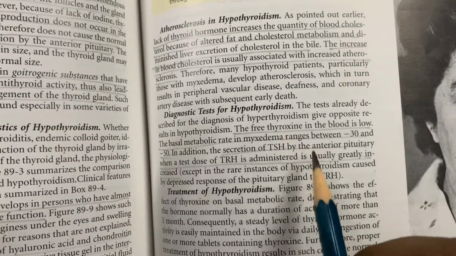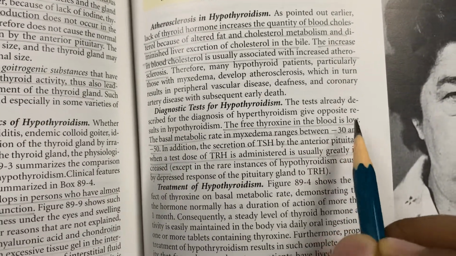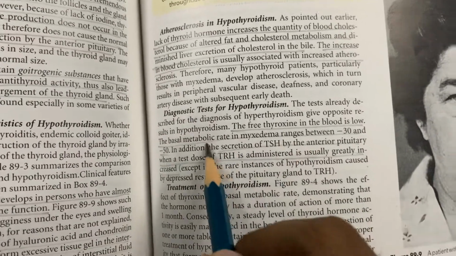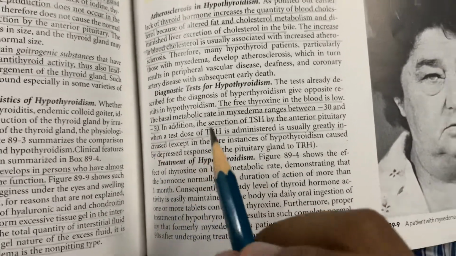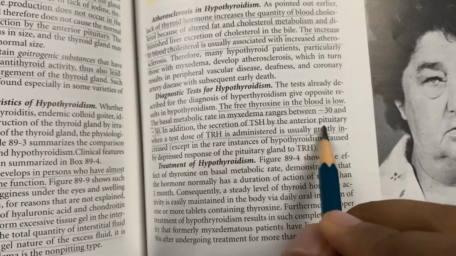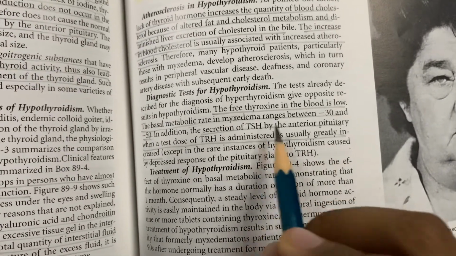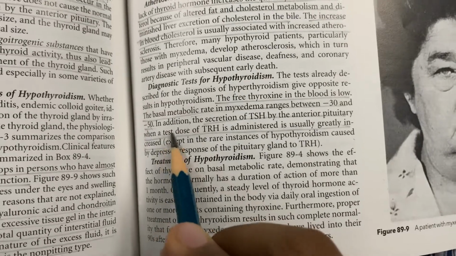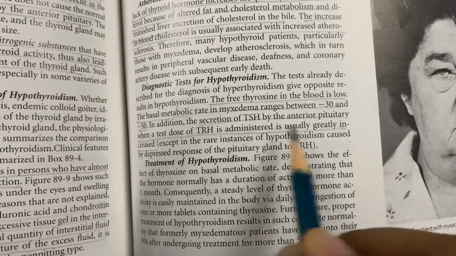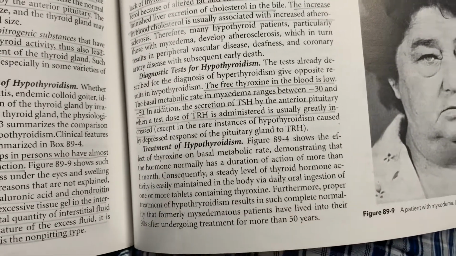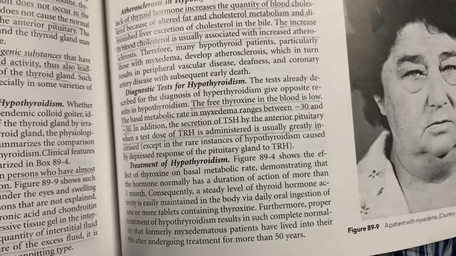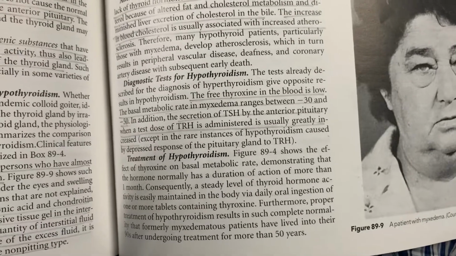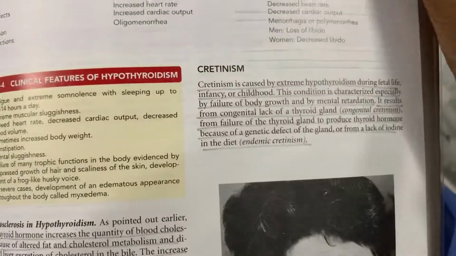And there is atherosclerosis in hypothyroidism, as already mentioned, because there is no mobilization of the free fatty acids. Then the diagnostic tests are the free thyroxine test, where the level in the blood is low. The BMR ranges between -30 and -50. And the secretion of TSH by the anterior pituitary when a test dose of TRH is administered is usually greatly increased. The treatment of hypothyroidism involves using pills on a daily basis for a long time.